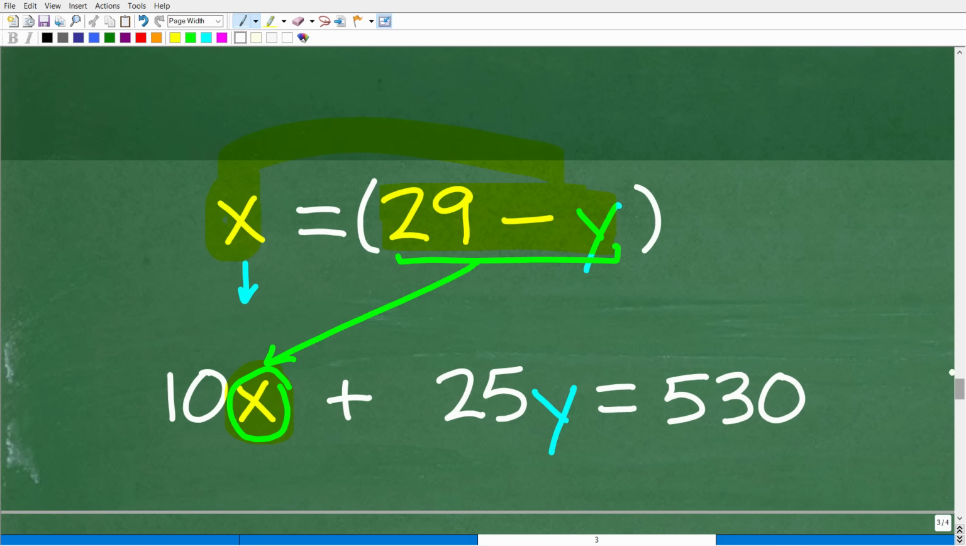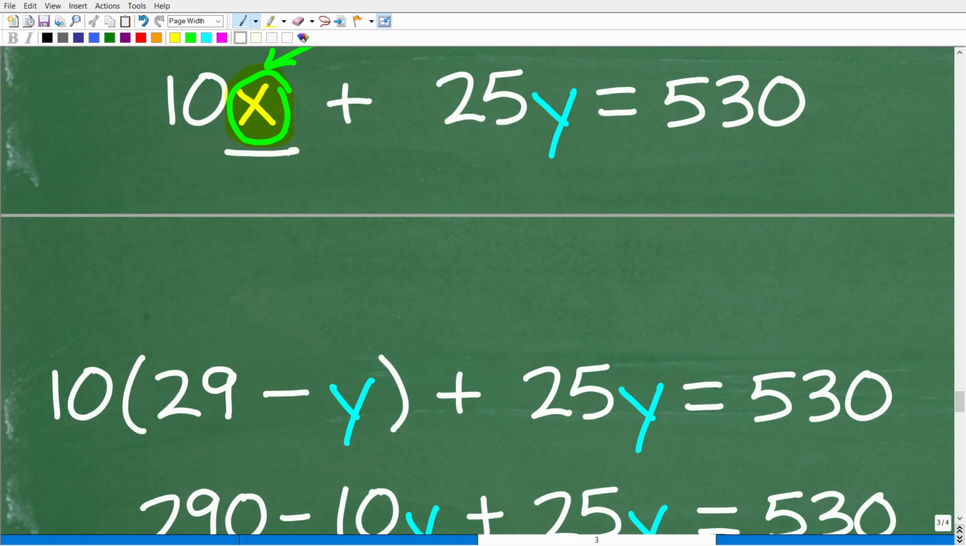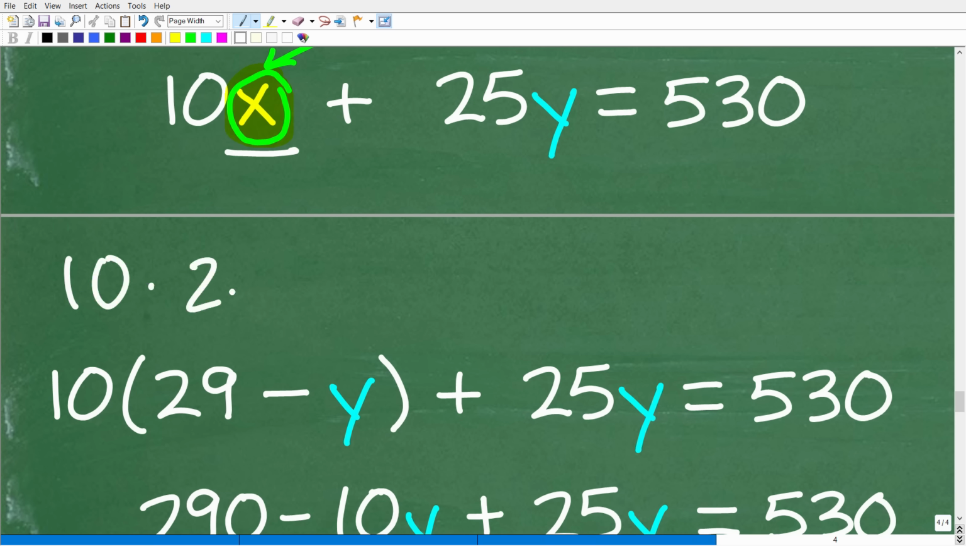Now this is where these parentheses come in very handy. I'm going to show you this work right now. So again, we're going to replace this x with 29 minus y in parentheses. Now, if we just wrote that as 10 times 29 minus y, what ends up happening without the parentheses, a lot of students or people will just multiply that 10 times the 29, which of course is 290, but that's not what we need to do.